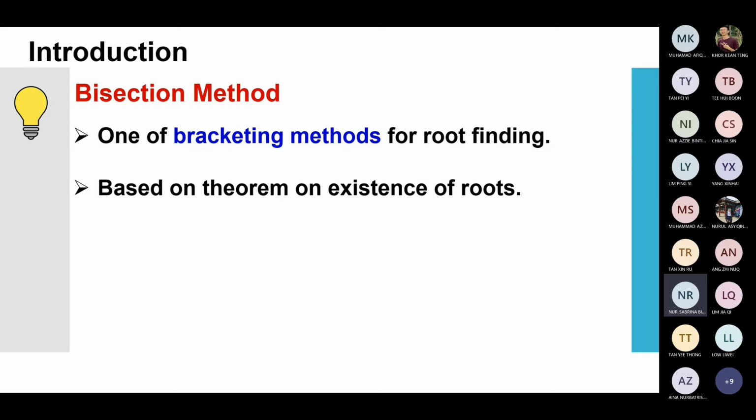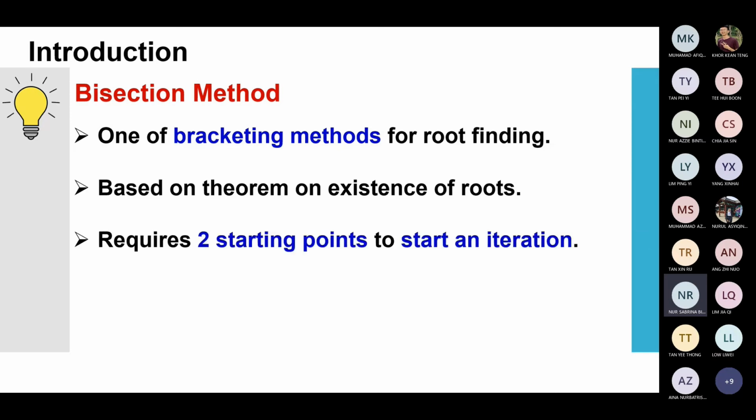It is based on the theorem on the existence of roots, and it requires two starting points to start an iteration. Every time you make an initial guess, you need another iterative value, substitute the values into the process, and check whether it converges so you can find the roots. We will look at an example later, and then you will see the step-by-step approach.